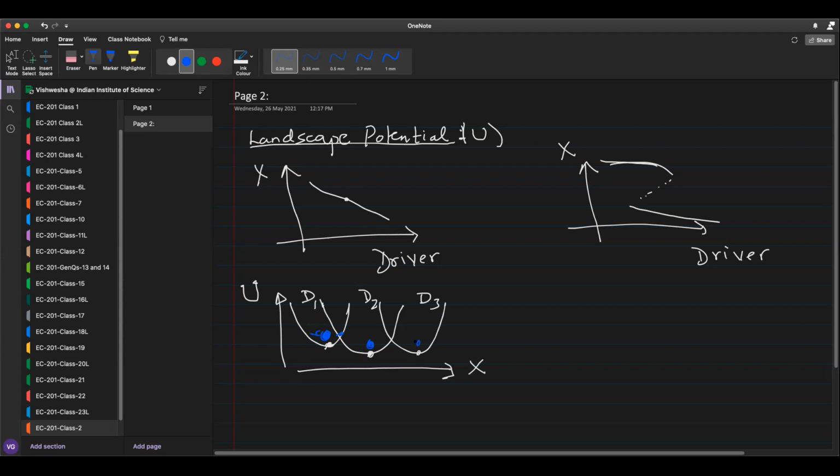And the ball will reach the minima of this landscape. Is it fine? So this is the picture. If this picture is true, how will the potential for this look like? How will the potential landscape look like?